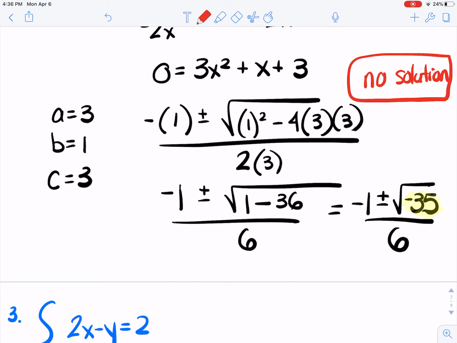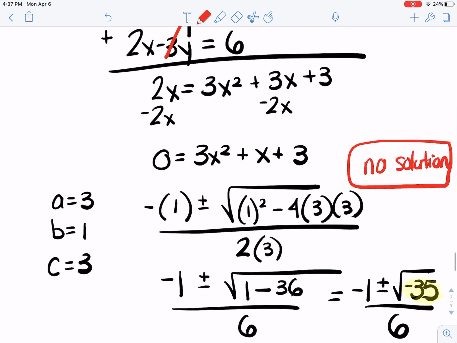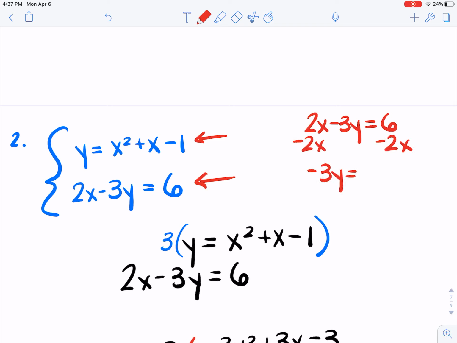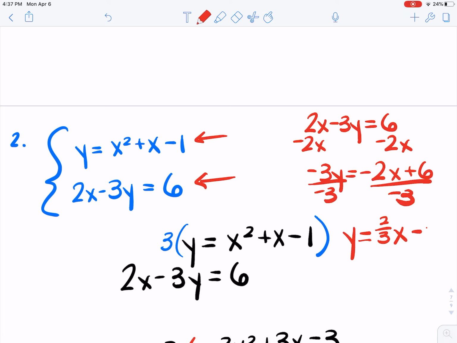Now, in checking the calculator, if you wanted to check to see if this was going to be no solution, what you would have to do prior to typing it into your calculator, the quadratic one is okay, but this is not in slope-intercept form. And in order to type it into your calculator, you would have to move things around so that you would get the y value by itself, divide by negative 3, and you'd have y equals positive 2/3 x minus 2.